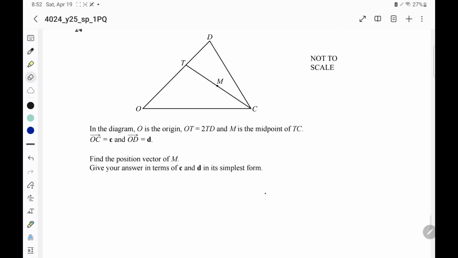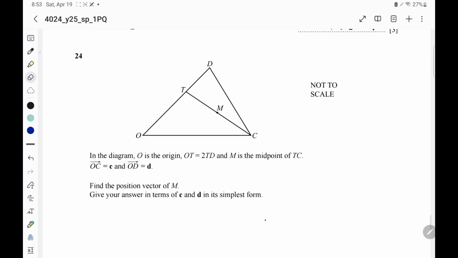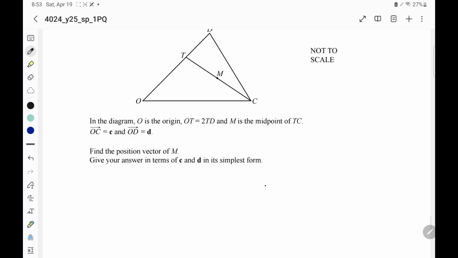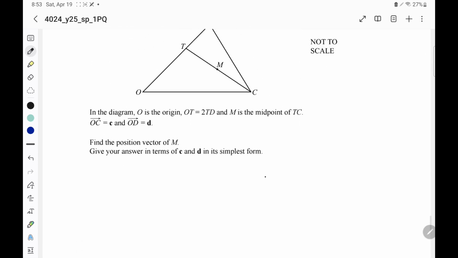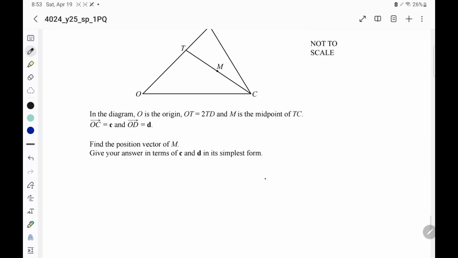Alright, the next question, question number 24. In this question, the diagram O is the origin, OT is 2TD, and M is the midpoint of TC, OC is C, and OD is D. Alright, vectors question. 3 marks question it is. Find the position vector of M. It means that we need to find out OM in this question.